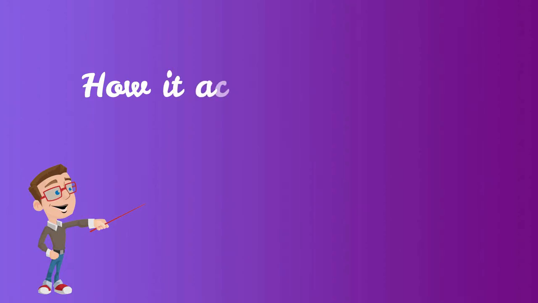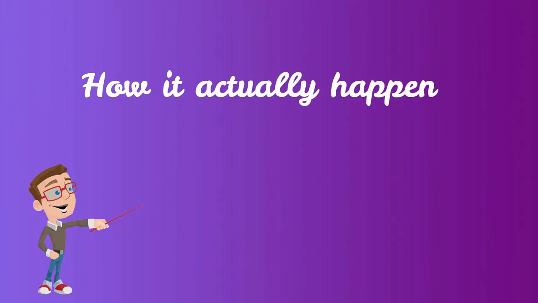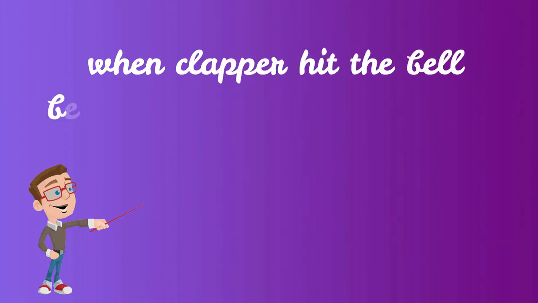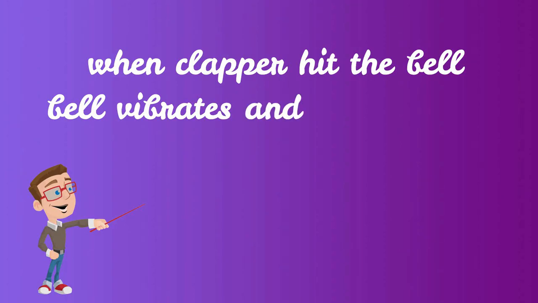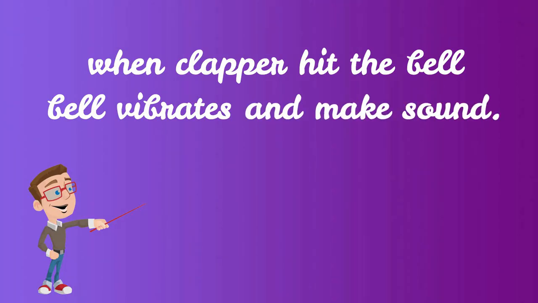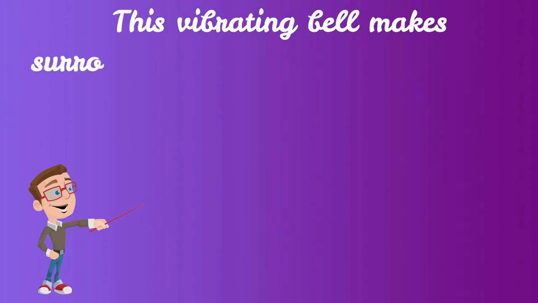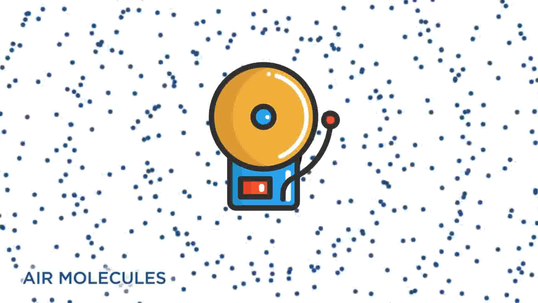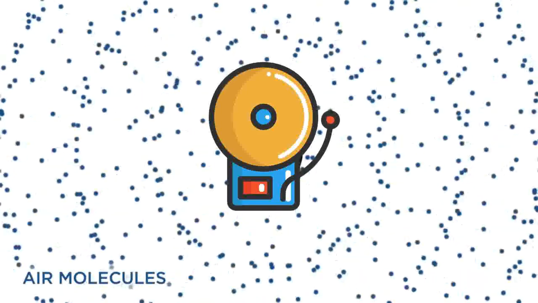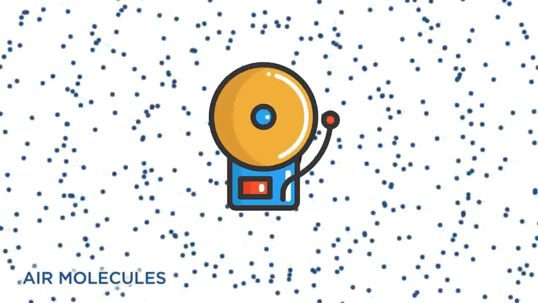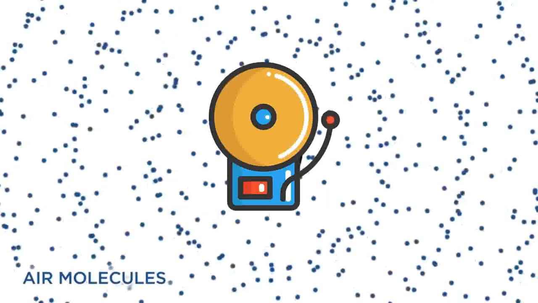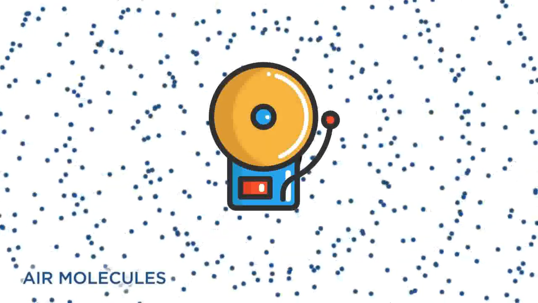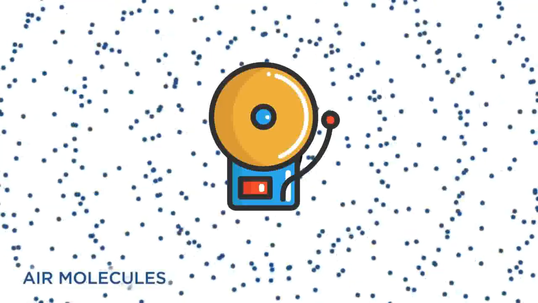Would you be interested to know how it actually happens? Well, when the clapper hits, the bell vibrates and makes sound. The vibrating bell makes the nearby air molecules vibrate back and forth. These vibrating air molecules make the next layer of air molecules vibrate, and so on. In this way, ultimately, all the air molecules around the ringing bell start vibrating back and forth.